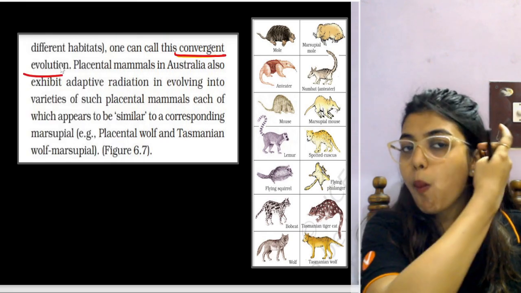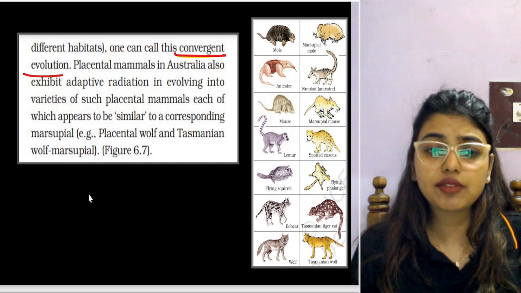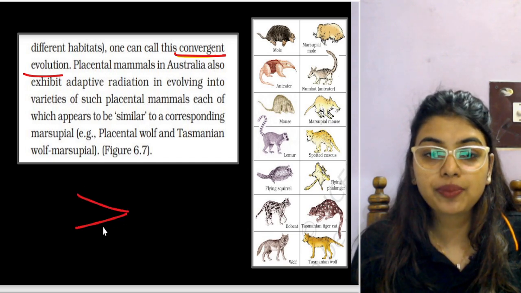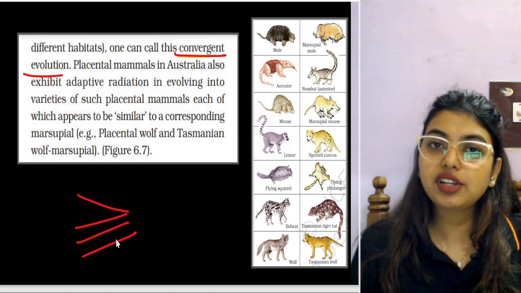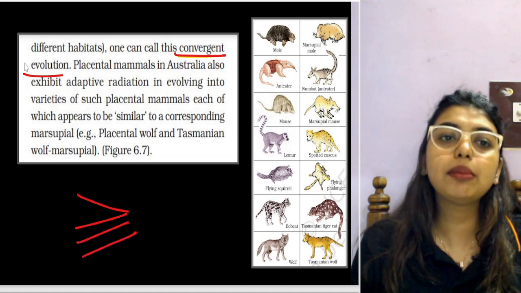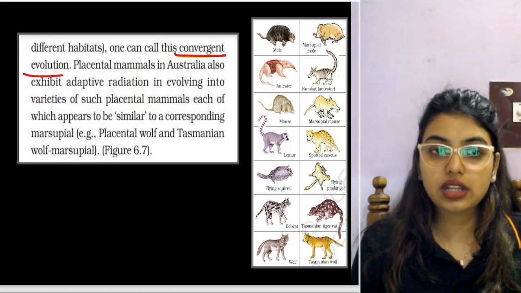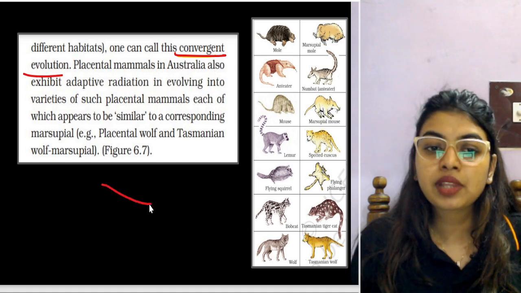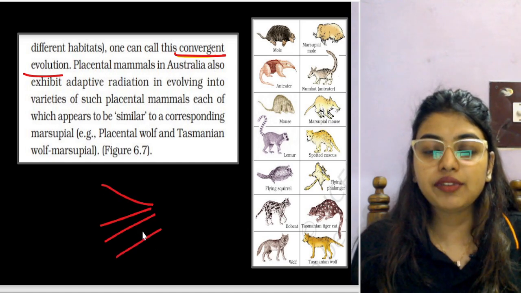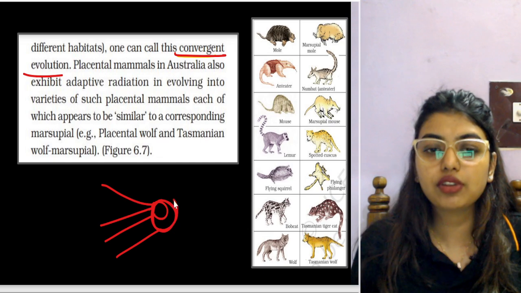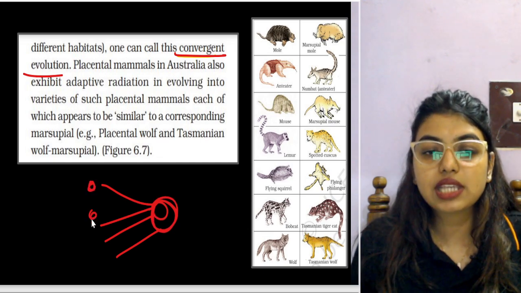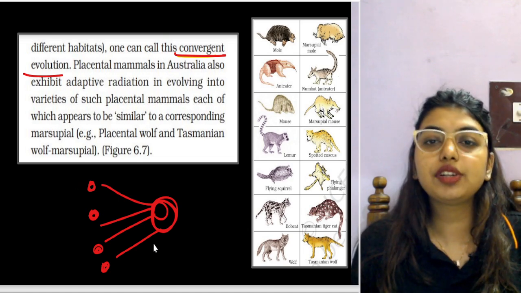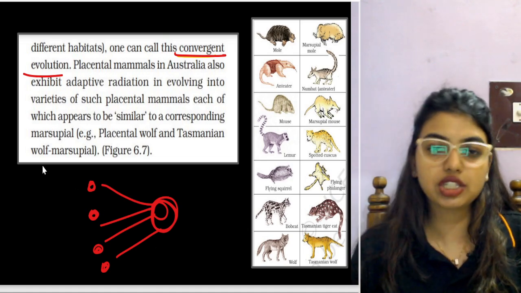See, one can call this convergent evolution. Convergent means what? All of them, even though they have come from different origins, are made from the same. Like how finches all started from seed eating, but they all went to a common point, right? All of them came to a common point, even though they were from different categories. Okay, so it is a convergent evolution.